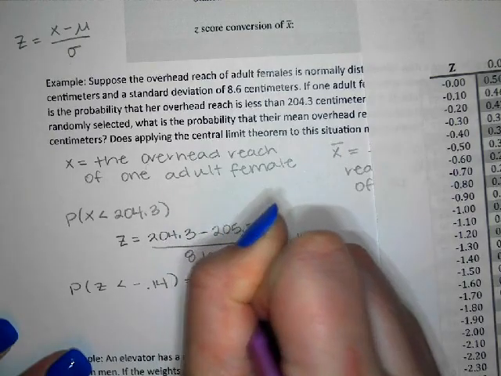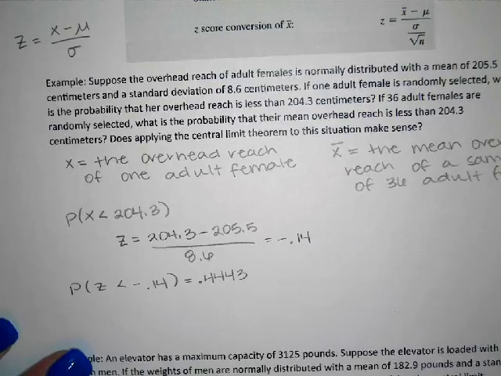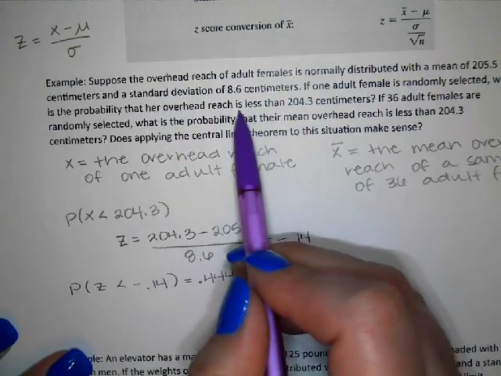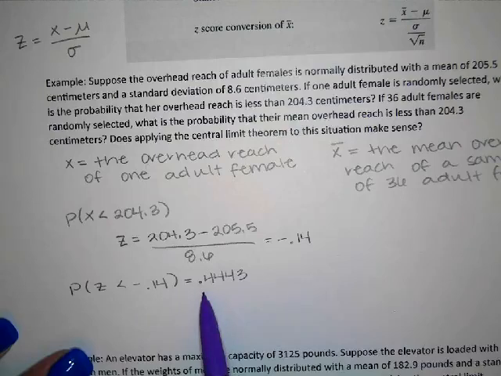So what is the probability that her overhead reach is less than that? The probability that her overhead reach is less is 0.4443 or 44.4%.